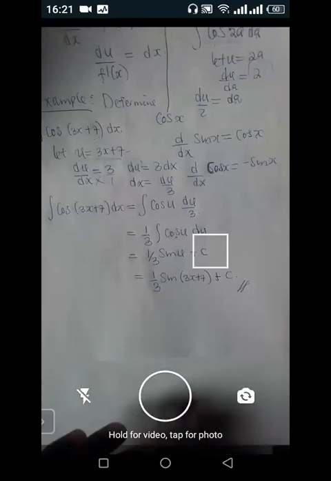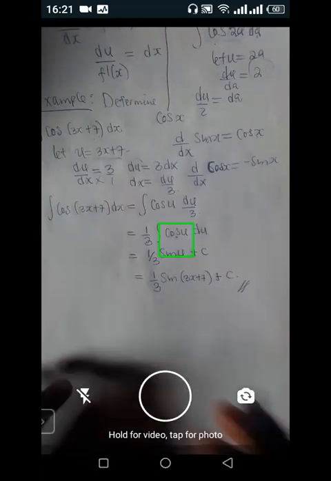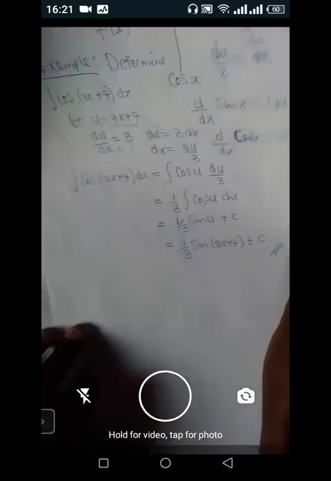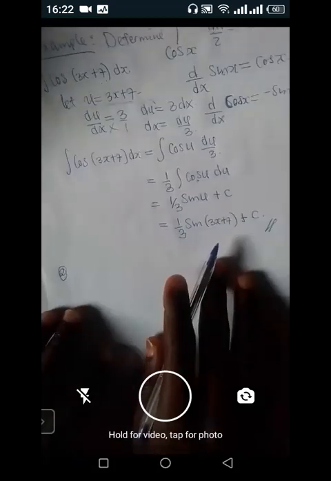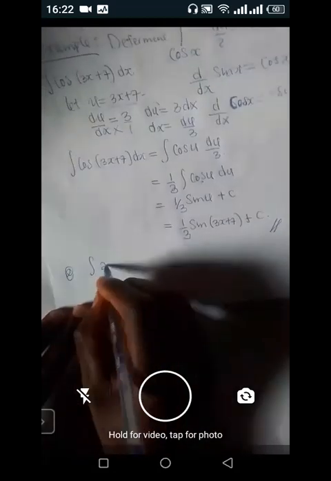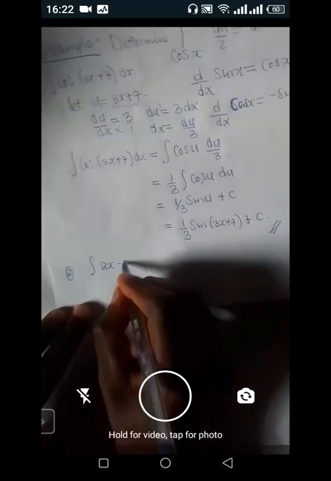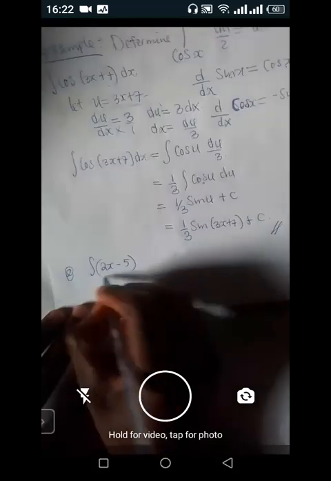So let's move on. We have another problem example. So that was example one. Let's look at example two. So example two, we're being asked to find the integral of 2x minus 5 to the power 7 dx.